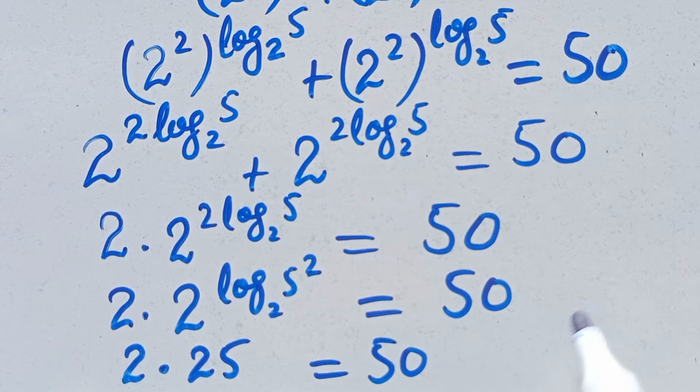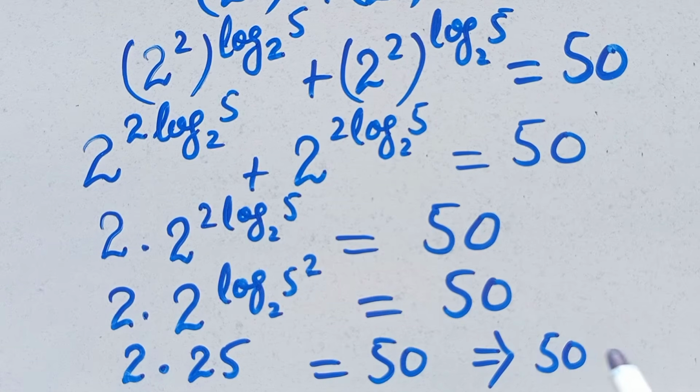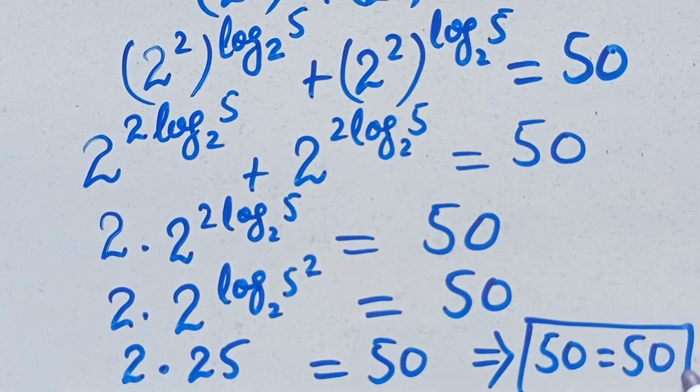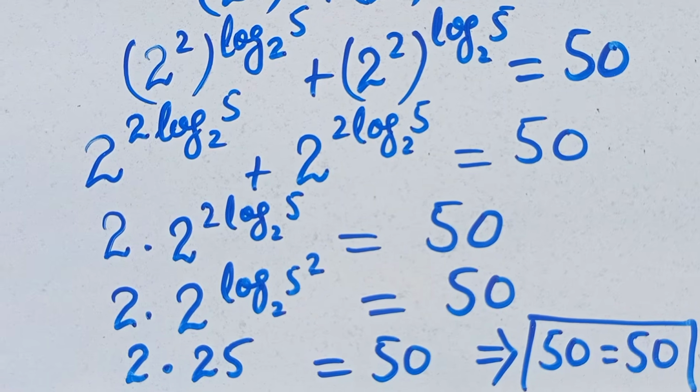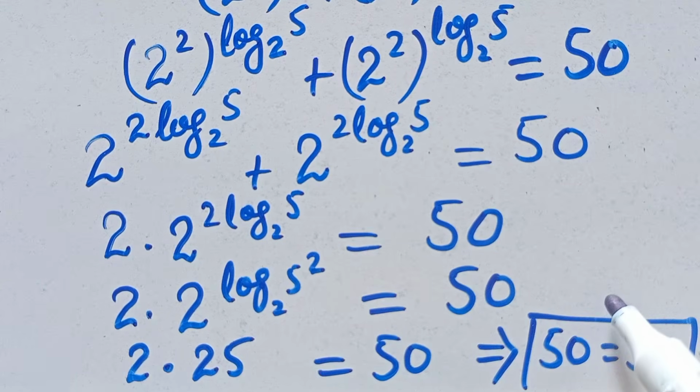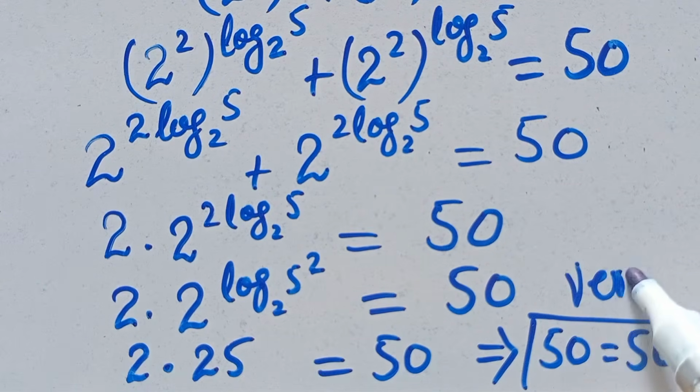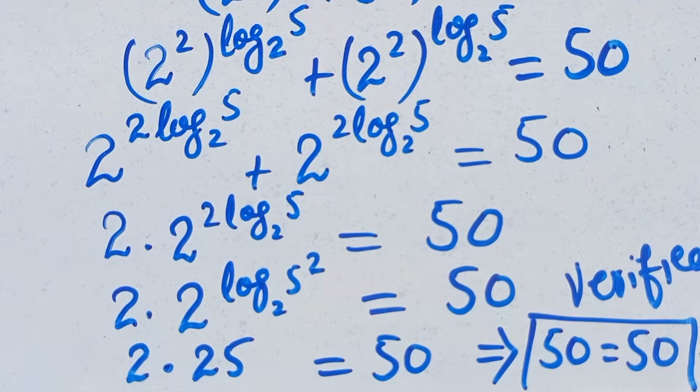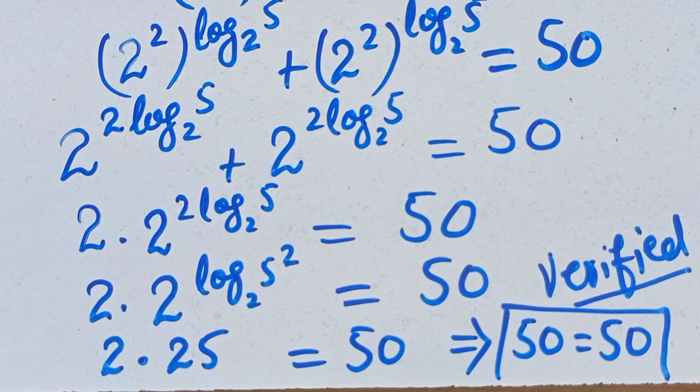We have used the law of logarithm. If we have 2 to the power log 5 square to the base 2, we can write it equals 25. So 25 multiplied by 2 equals 50. So the left hand side is equal to the right hand side. We have verified the solution for the value of a.